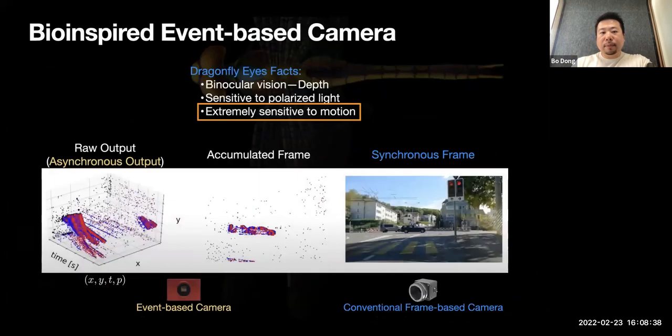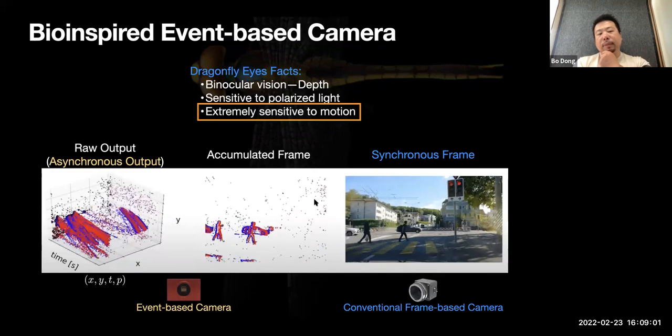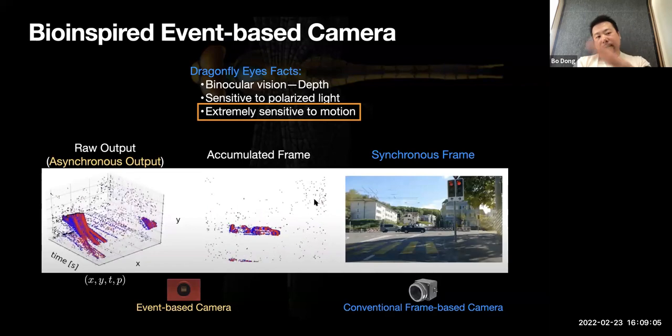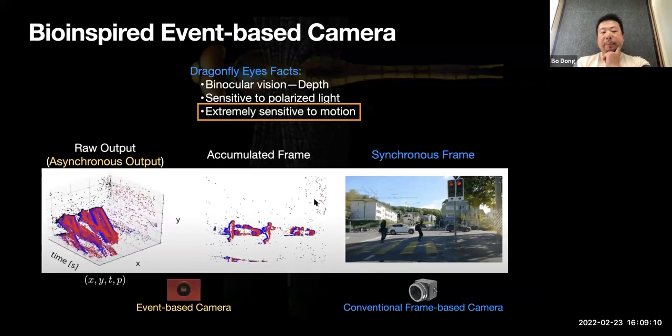All right, so let's see the third trait of dragonfly eyes, which is that they are extremely sensitive to motion. Actually, this part has been achieved by the bio-inspired event-based camera. I think probably a lot of students or professors are not very familiar with it. I'm sure some professors will definitely know what an event-based camera is, but for the general audience, I would like to give a brief introduction. What's an event-based camera?